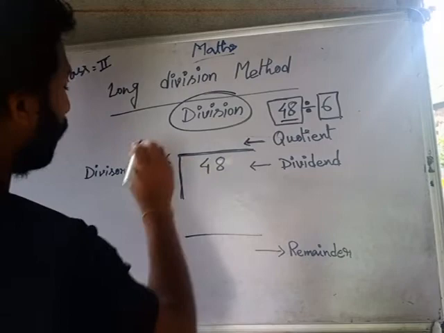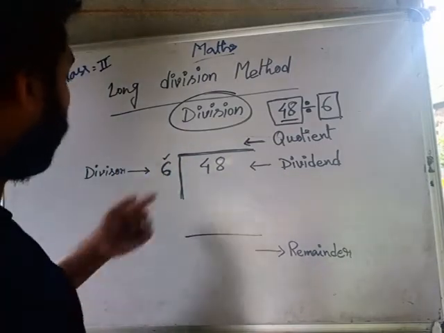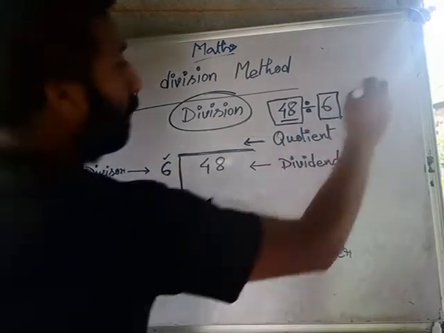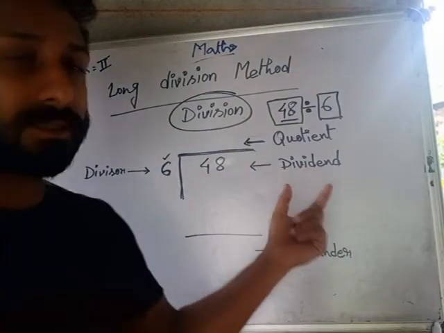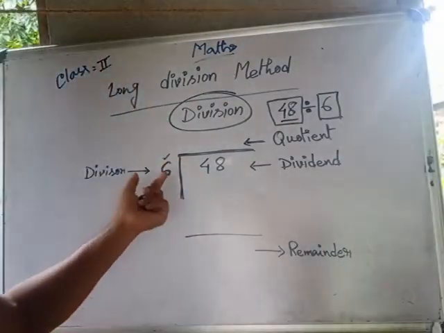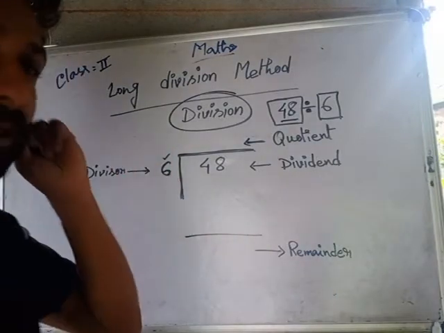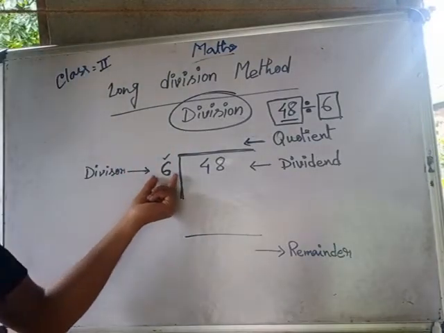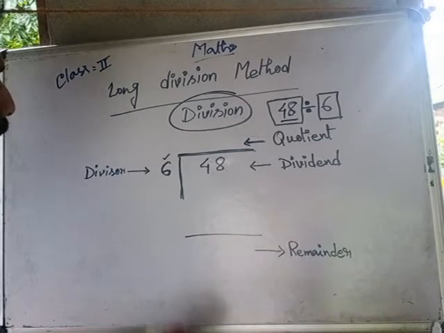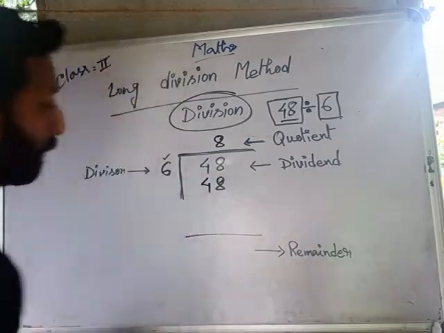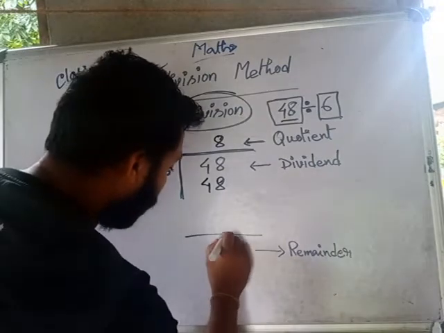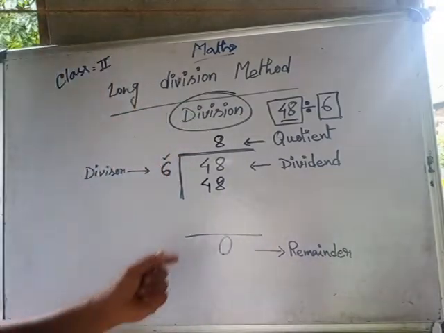Okay, at first we will count the table of 6. 6 1s are 6, 6 2s are 12, 6 3s are 18, 6 4s are 24, 6 5s are 30, 6 6s are 36, 6 7s are 42, 6 8s are 48. So we should write here 48. But 0 is left.